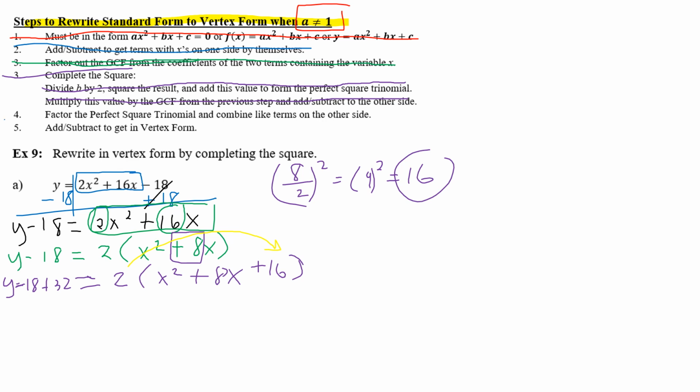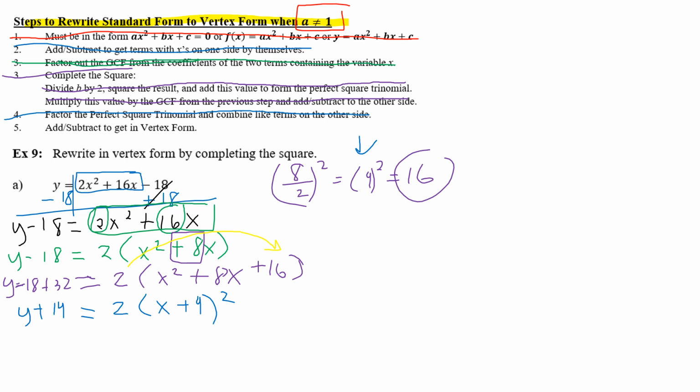Now, factor the perfect square trinomial and combine like terms on the other side. So on my left, we have y minus 18 plus 32. So we can combine 32 and negative 18. We're going to get a positive 14 equals. And then on the right, we still have 2 out there. But x squared plus 8x plus 16 is a perfect square trinomial, which is going to be some quantity raised to the second. Here's x. It's going to be this number, b divided by 2, so positive 4.